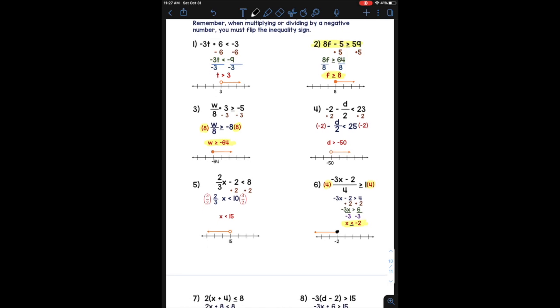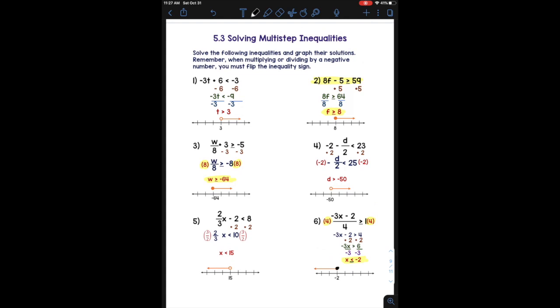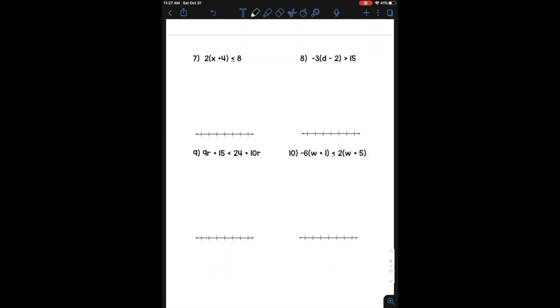We're going to go ahead and move on to our next page, which now has some distributing and a variable on both sides. I'm going to do 7 and 9, and then you guys will try 8 and 10 on your own. Number 7, as you can see, we have parentheses, so we're going to distribute the 2, or multiply the 2 times both terms in that parentheses, to get 2x plus 8 is less than or equal to 8.